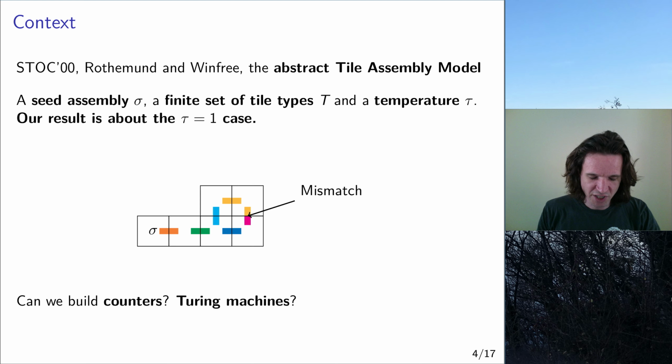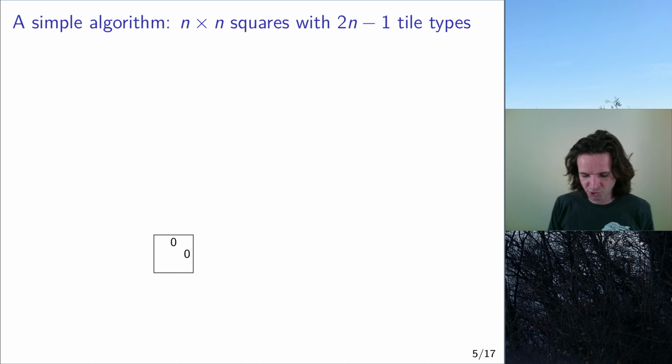And the question in this model, which has been open for more than 20 years now, is can we build interesting things in this restricted model of temperature 1? Can we build counters? Can we build the Turing machines that the more general model can build? Well, it turns out we can build some things.